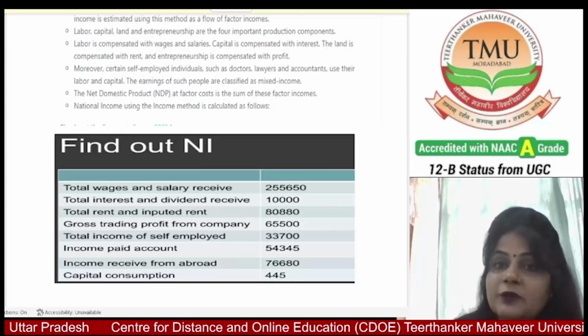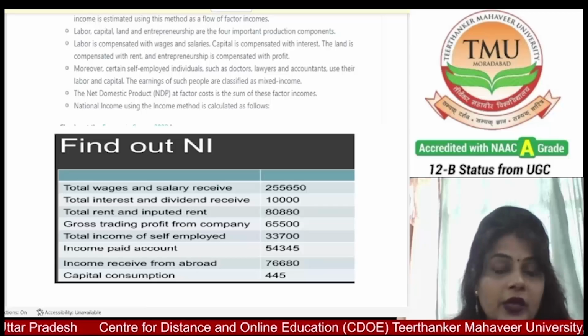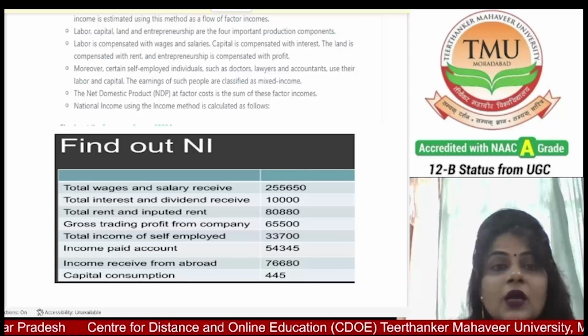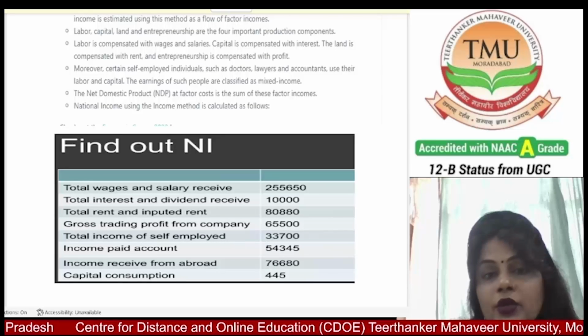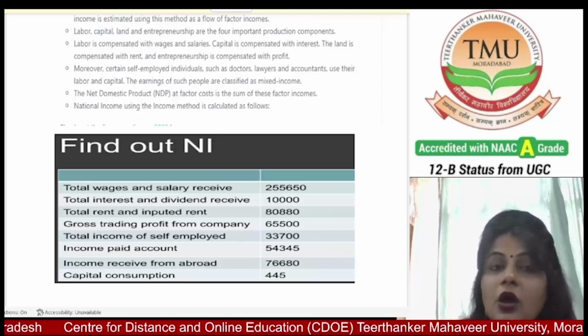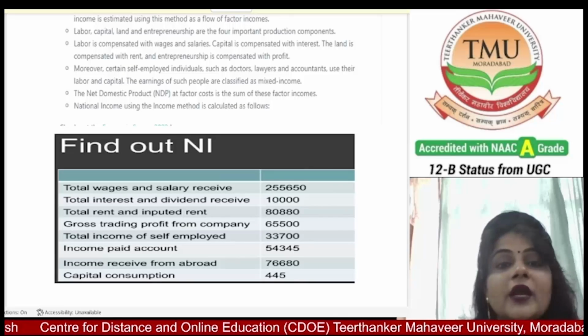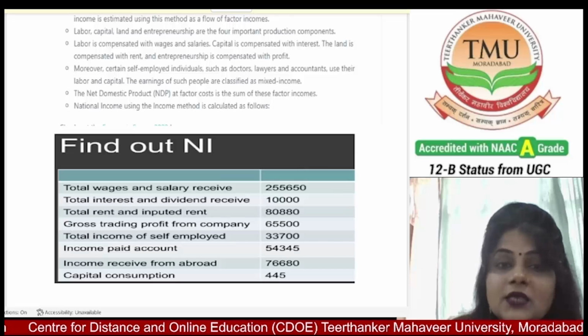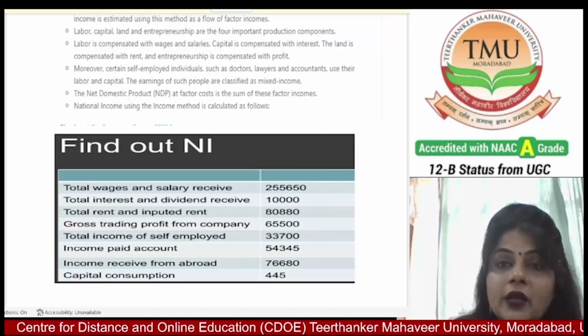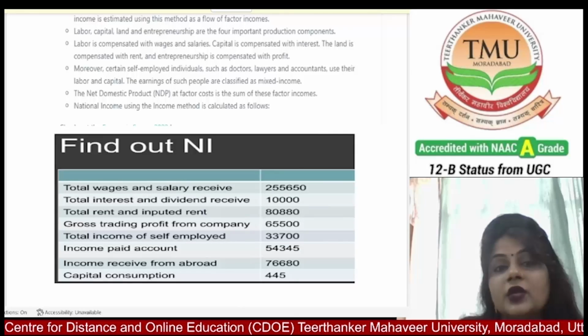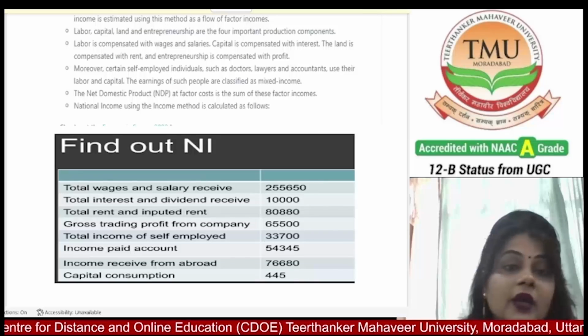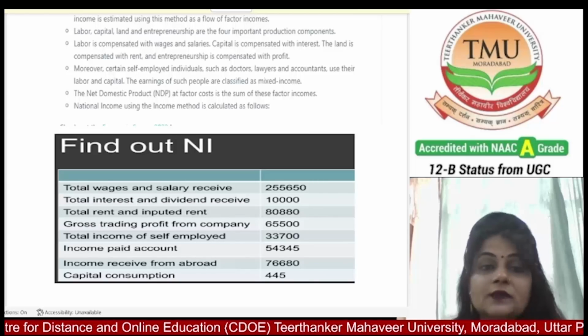First off, transfer income will not be included. Transfer income such as donations, charity, scholarships, old age pension, etc., are not counted in the national income as these activities are not connected to any production activity and no value addition takes place.